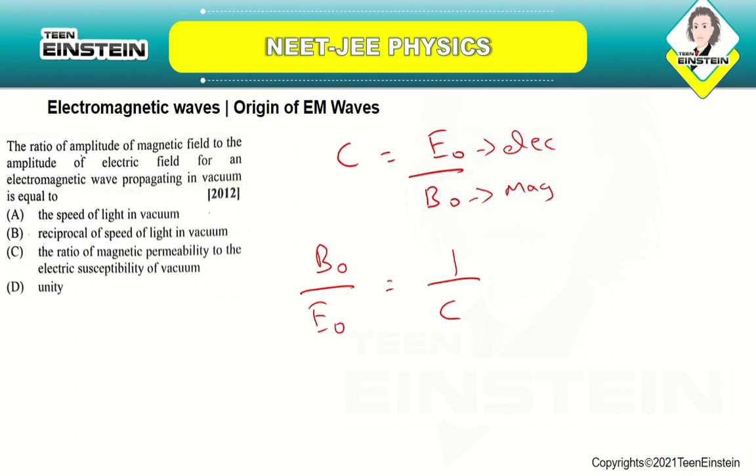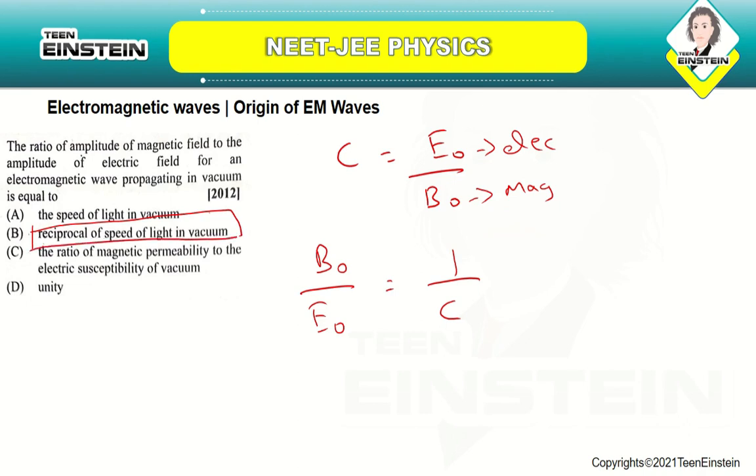Okay. So what happens is the ratio of the amplitude of magnetic field to the amplitude of the electric field for an electromagnetic wave in vacuum is equal to the reciprocal of speed of light in vacuum. Okay. So the correct answer is option number B. It is the reciprocal of speed of light in vacuum.